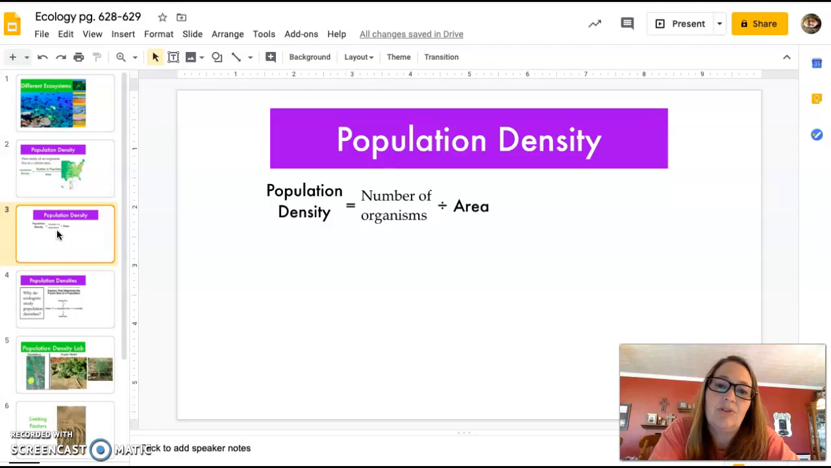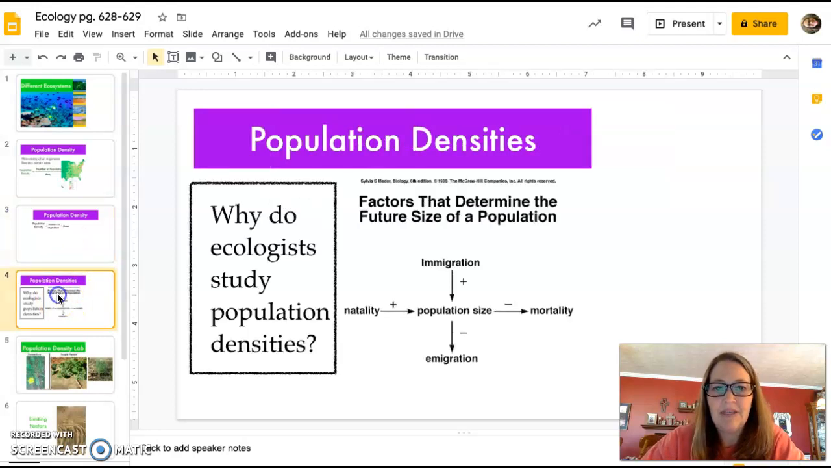So again, you're going to count the number of organisms by whatever technique you have. We're just going to be counting them. But we talked about how you could band birds, or how we might shock fish in a pond, and there are many other techniques. And then we're going to divide that by the possible area. Now, why are ecologists interested in population density? So why even look at this?